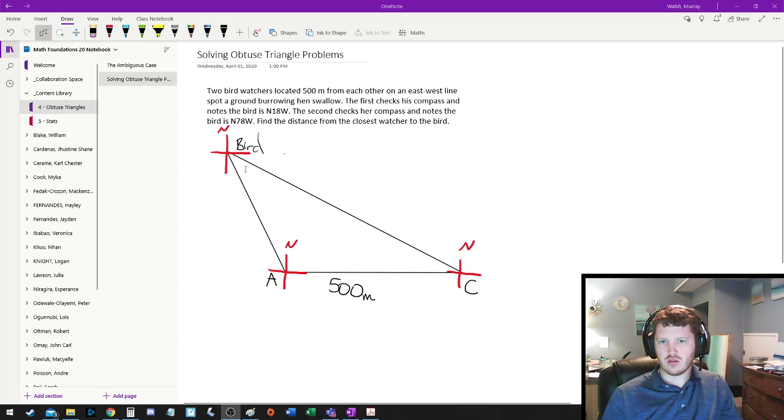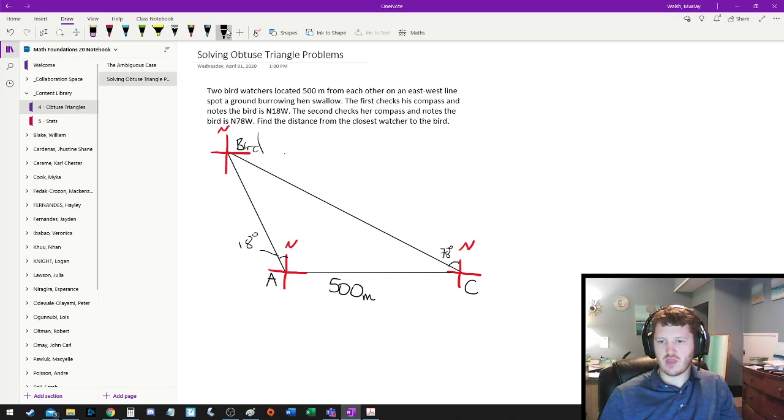point B. And the first checks his compass and notes that the bird is north 18 degrees west. So the first person looks at their compass and they know that the line to the bird is 18 degrees away from north. So from north, if we go towards the west 18 degrees, that's going to be this line. And the second checks their compass and notes the bird is 78 degrees to the west from a north line. So that means this angle is 78.